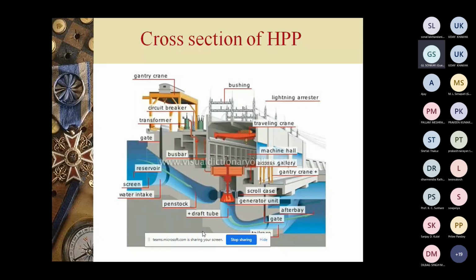Then the water coming out of the turbine goes to the draft tube and is released at the tail race. Then this portion is your generator part, then your bus bar, then inside this is my machine hall. In the machine hall, you have a traveling crane. Then there is access to the gallery also. You can have some path to access the gallery. Then again, the power generated by the generator is fed to the transformer. You can see the transformers here, circuit breakers here.